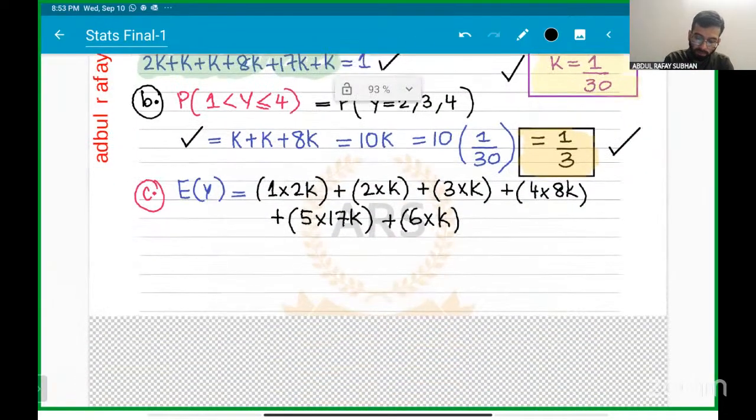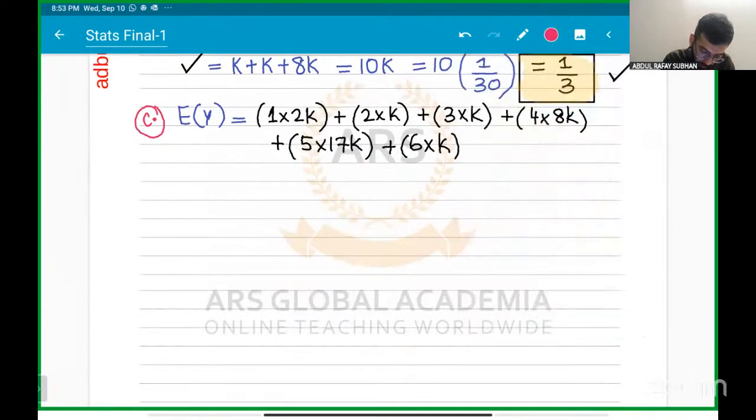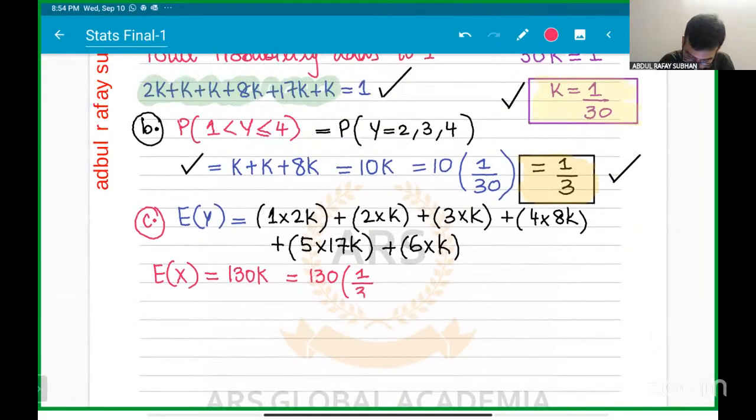Whatever the values, first let's find it in terms of k, and in the end we'll just substitute the value of k. So this should be 2k plus 2k, 4k, 4k plus 3k, 7k, 7k plus 32k, which is 39k, and 17 fives are 85, 85 plus 39, that is 124k. So this will be coming 130k. Mean is 130k, and it will be 130 times 1 over 30. So I would be getting the mean as 130 divided by 30, something around 13 over 3. Let's keep it as it is.